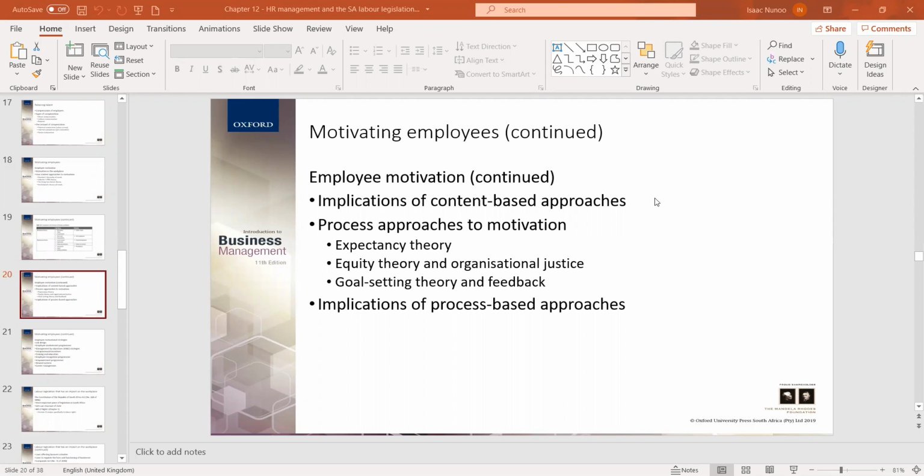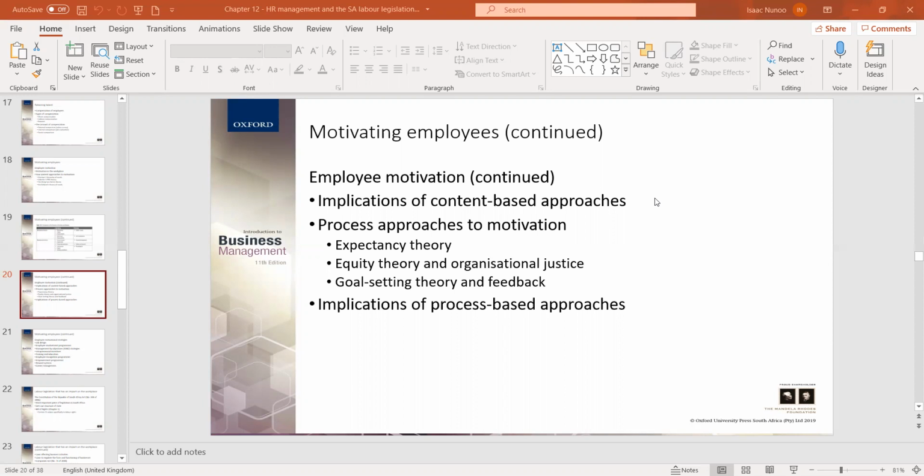The needs that managers need to focus on may be unconscious. There is also the need to balance power need with affiliation need. And the need for change suggests that different employees have different needs at different times. So these are the four main implications of the content-based approach.